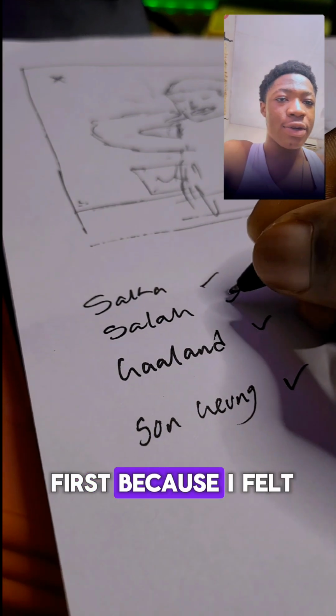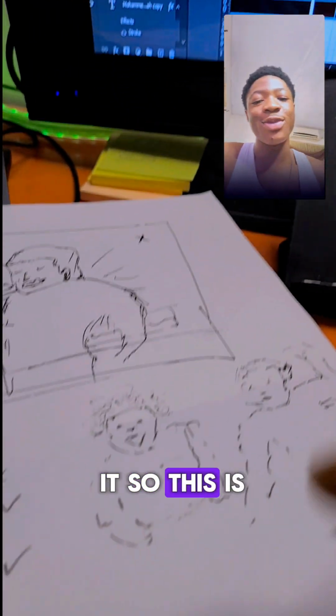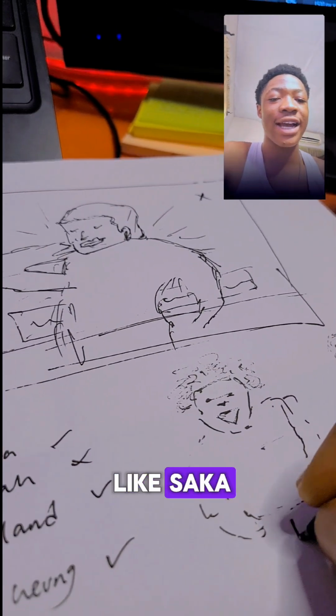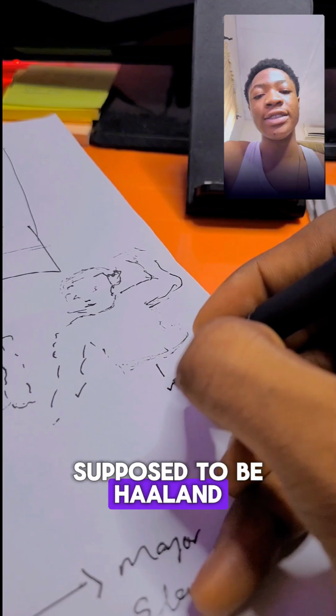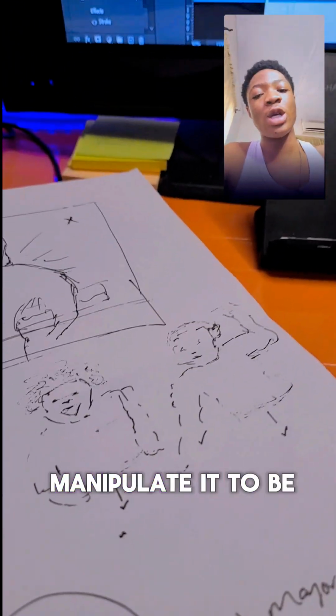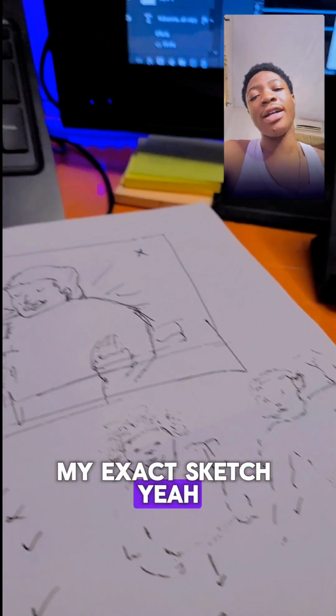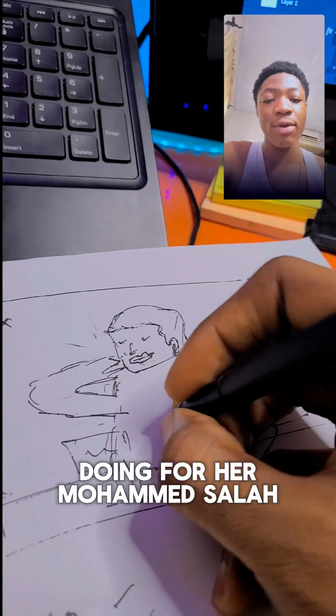I went with Salah first because I felt I already had a very, very good image for it. So this is supposed to be my sketch. This is supposed to be Saka, and then this is supposed to be Haaland. But I'm still looking for a stock image that has something of this composition. If I don't get it, then I'm going to manipulate it to get exactly my sketch here. And then this is the most important one I'm doing, for Mohamed Salah.